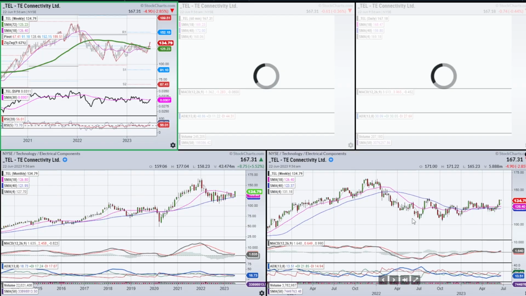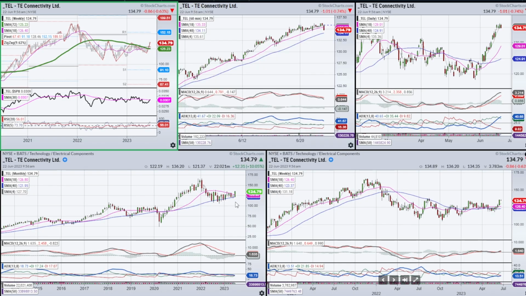Let's take a quick look at TEL. Look at the dynamics of this. Crossing back above the 18-month after being in between the 18 and the 40 for over a year. And then look at the strength of this move. You can see it on the daily chart starting to show up. It's a low ADX breakout play. We're looking for some kind of a pullback a little bit closer to 130, something like that. I think that's what I'd be watching for.